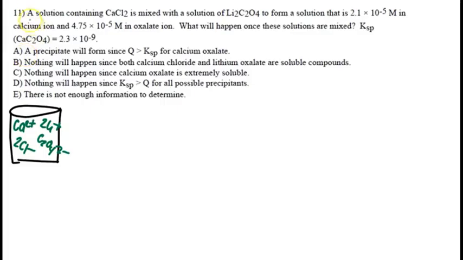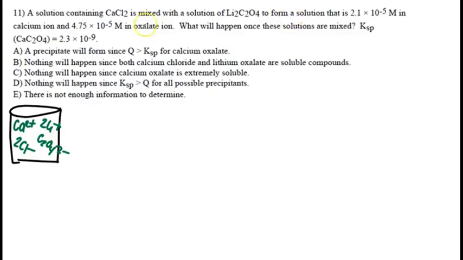So for number 11, it says a solution containing CaCl2 is mixed with a solution containing Li2C2O4. So I automatically go ahead and get my beaker. I'm going to mix both of these solutions. Of course, when they're mixing together, they're going to dissociate into their individual ions. So instead of CaCl2, I'll have Ca2 plus and 2Cl minus. Instead of Li2C2O4, I'm going to have 2Li plus and C2O4 2 minus polyatomic ions hanging out in solution.